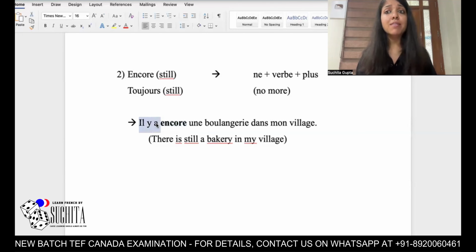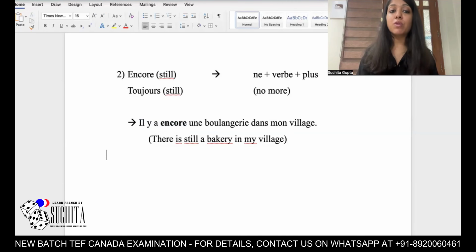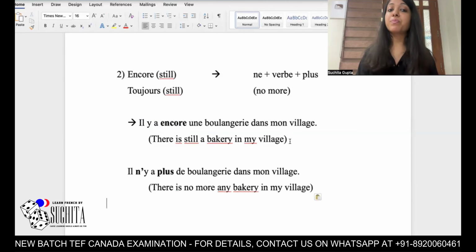If you remember, we did this in the first part of our series. What was the negation of il y a? The negation of il y a was il n'y a pas. Now here the only change would be instead of pas, you're going to write this negation, which is plus. So instead of pas, you're going to write il n'y a plus. Il n'y a plus. And then your sentence will look something like this.